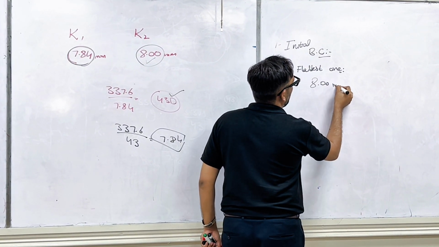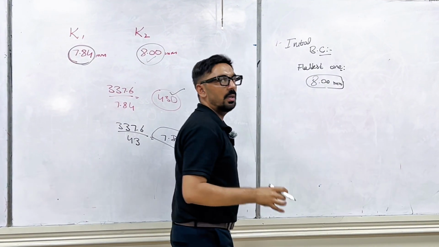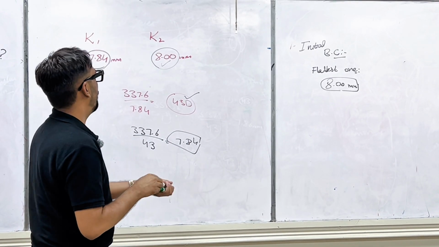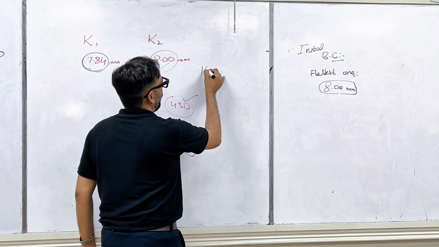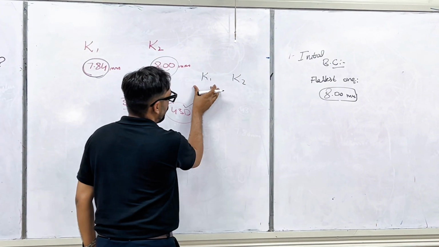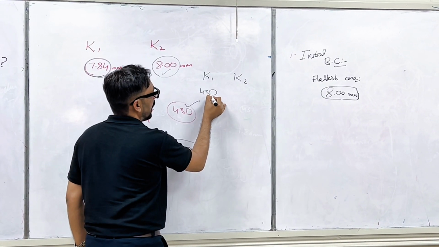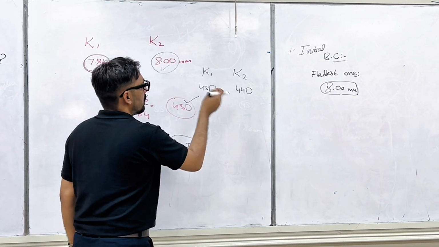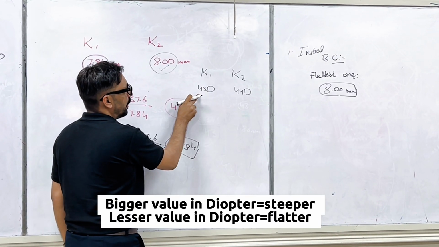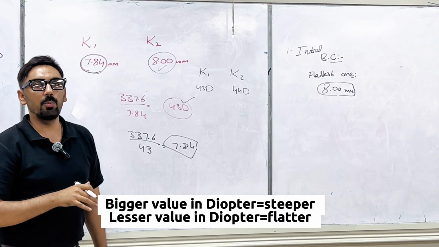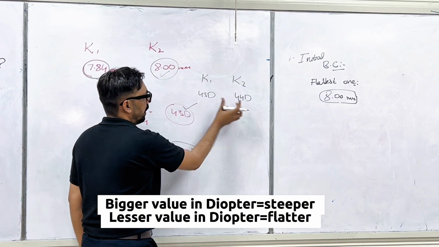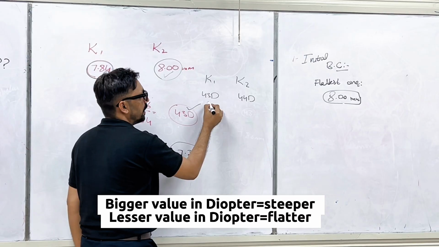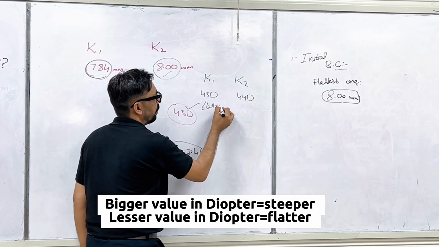So 8.00 millimeter will be my initial base curve, right? And for example, if I have K1 and K2 readings, assume K1 is 43 diopters and K2 is 44 diopters. Now, the smaller the value in diopters, the flatter the keratometric reading, right? So we have 43 and 44. The smaller value is 43, so this will be the flatter meridian.